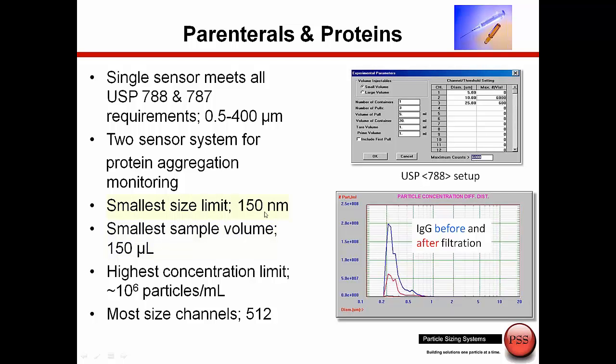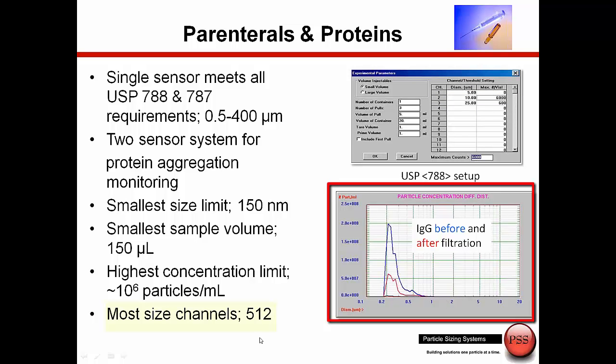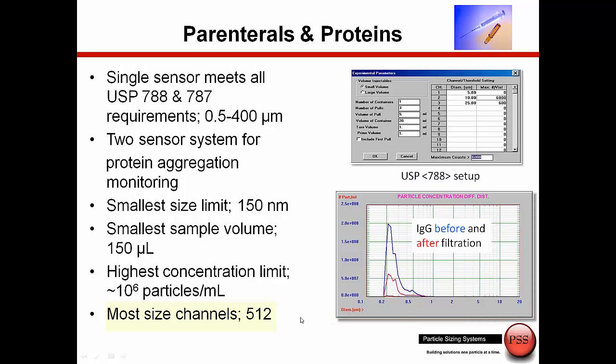Here we can measure down to 150 nanometers, and when we're measuring down to small sizes, since there's always more particles as you get to smaller sizes, with the FX nanosensor we can actually work at much higher concentrations up to the scale of 10 to the 6 particles per ml. Now the actual requirements in USP 788 and 787 are only to measure at 10 and 25 microns. But actually, if we want to understand what's going on with something like a protein aggregation process, we can actually measure up to 512 size channels and see the complete particle size distribution. And that's one of the bonuses of actually using the AccuSizer for contamination applications.